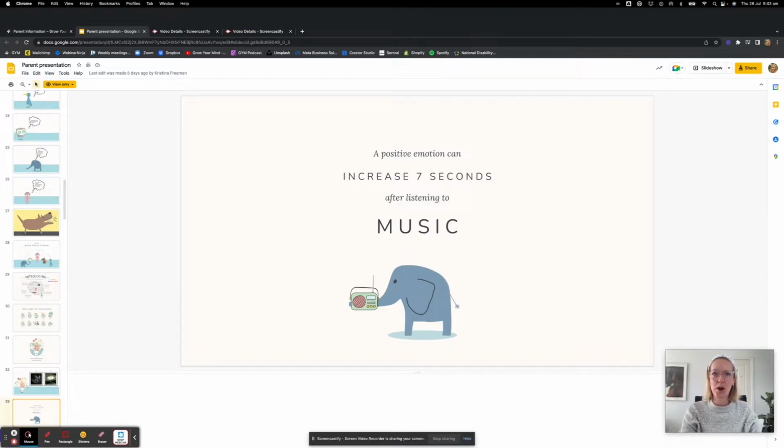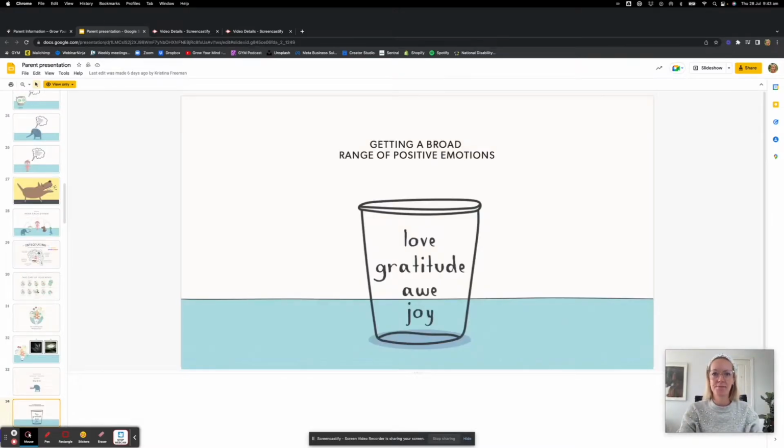Music, a great one, an invitation for the parents to play more music at home. It is an immediate mood booster. Playing it maybe on the car ride to school, or there's that kitchen dance party when things are getting a bit tetchy at night. A great little invitation.